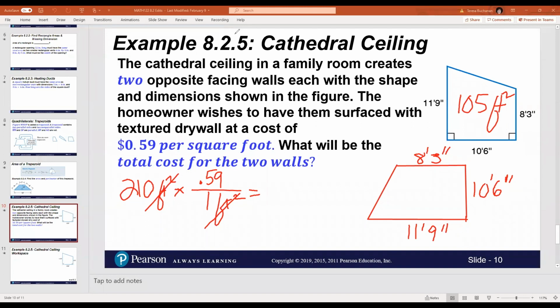210 times the 59 gives us 123.90. You can drywall the two walls for $123.90. All right, and that is the end of 8.2.